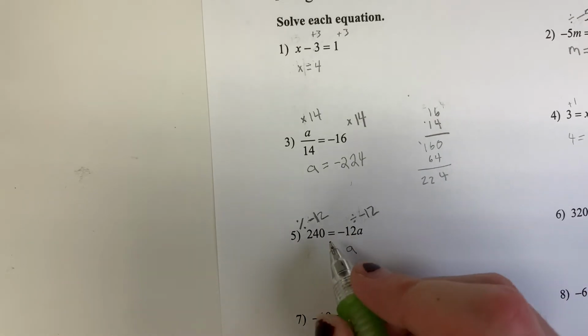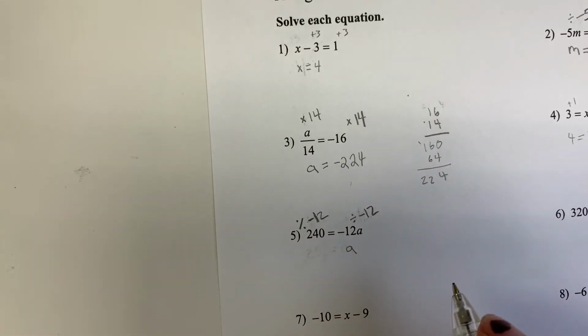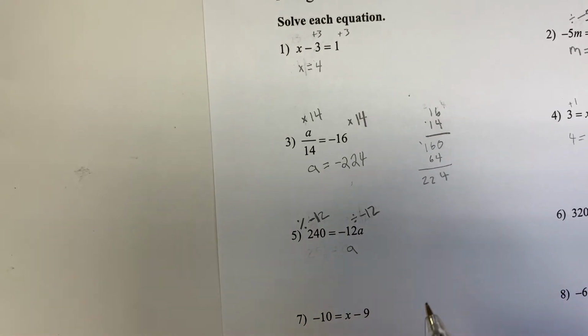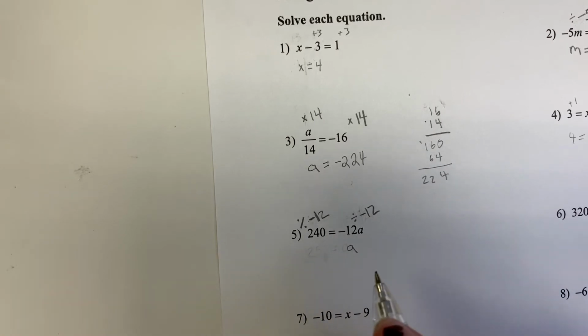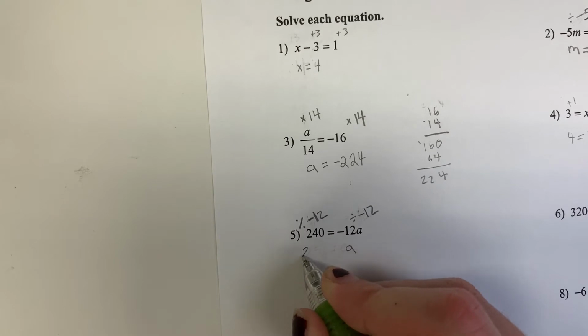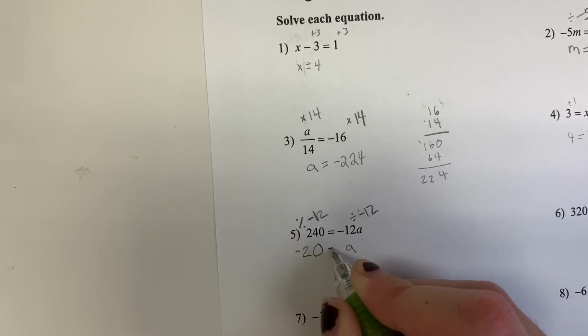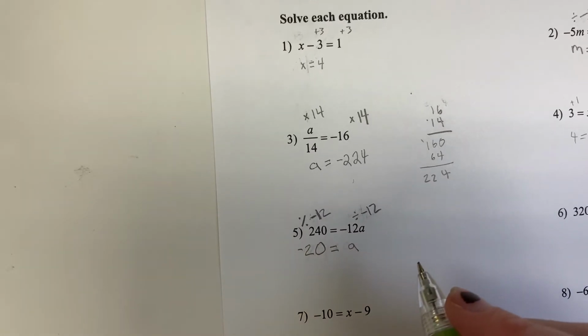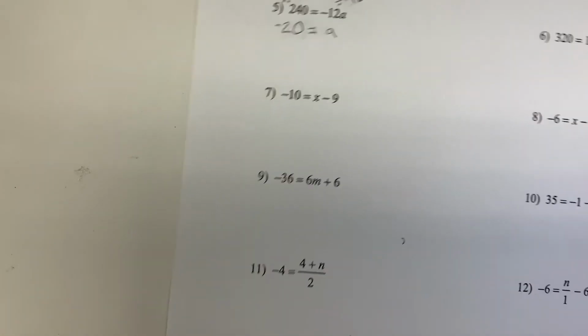20, yeah. Positive or negative? Positive. Really? Negative? One negative, one positive division. Negative. Yeah. So it's 20, negative 20 equals a. Yeah, that's it. Okay. So let's take a look at number 10.